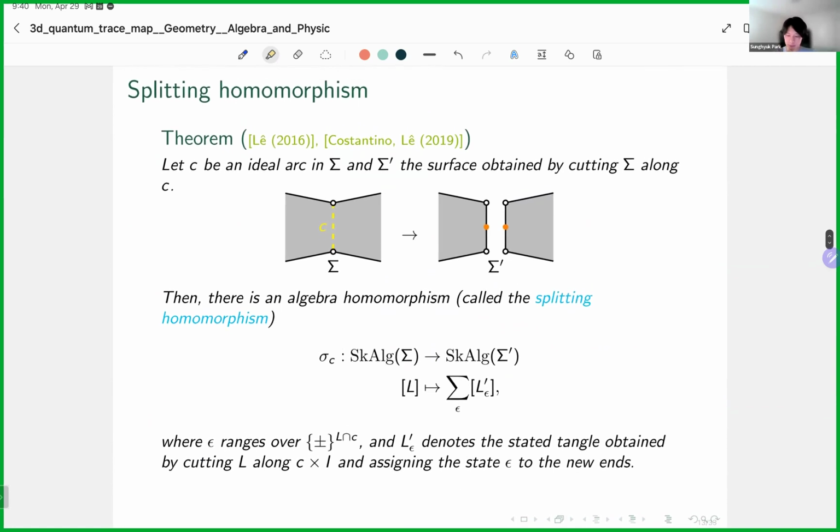Okay. This theorem really justifies why stated skein modules and algebras are a natural thing to study. Costantino and Lê have shown the following. They were studying stated skein algebras of surfaces, and let's say c is an ideal arc, meaning it's an arc in the surface sigma whose endpoints are both punctures on the boundary. Okay, sorry, the punctures don't have to be on the boundary, but it's an arc whose both ends are punctures. Then we can cut the surface sigma along this ideal arc, creating a new surface that I denote by sigma prime.